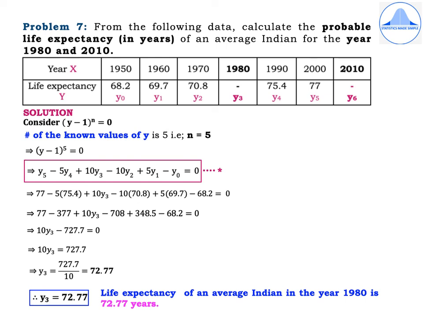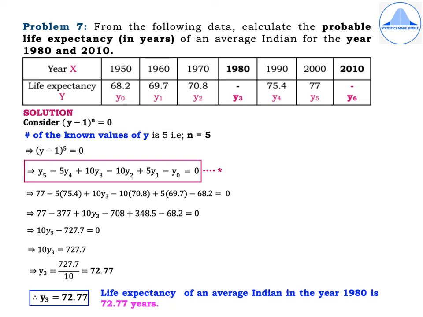Solution: consider (y minus 1) to the power n equal to 0. Number of known values of y is 5, that is n equal to 5, which implies (y minus 1) to the power 5 is equal to 0. And on expansion and simplification, we get the equation as y5 minus 5y4 plus 10y3 minus 10y2 plus 5y1 minus y0 equal to 0. Call it equation star.